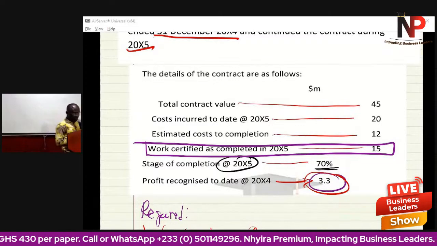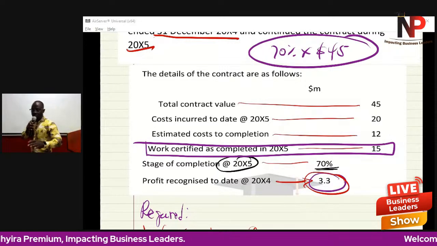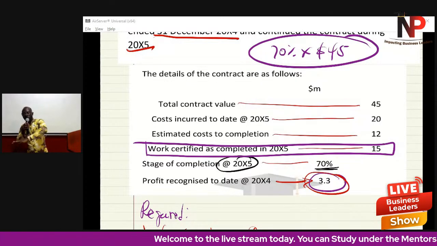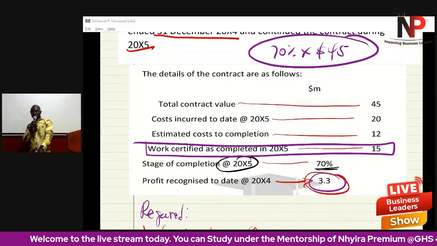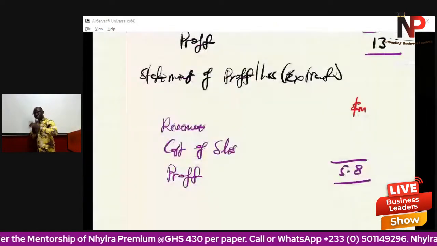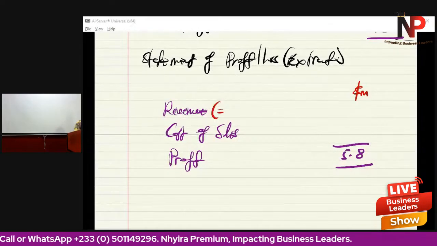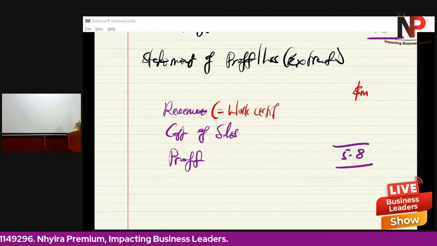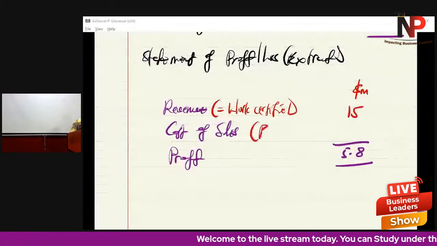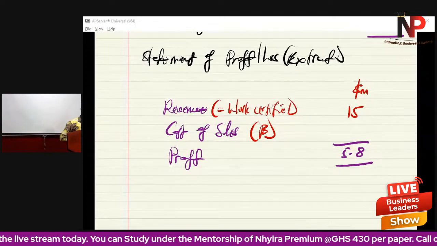Because if you go and take 70% of 45, which is the revenue, you'll be calculating for the total revenue to be recognized. But that 70% work is inclusive of last year 20X4 and this year 20X5. So taking 70% of 45 to be the revenue in 20X5 will be wrong. That is why in the 20X5, the amount of revenue recognized will be equivalent to the work certified in that year, which in our question is 15. So that the balancing figure becomes the cost of sales.